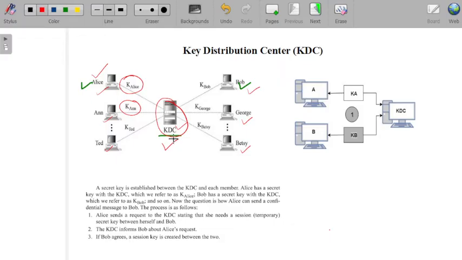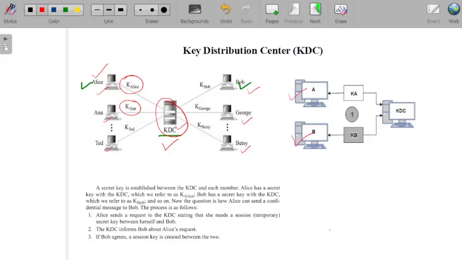And whenever a request comes from one user, the KDC will inform the second person about the other user's request. And then the session key between both users will be generated. For example, we have two users: first of all, Alice, and the second one is Bob.